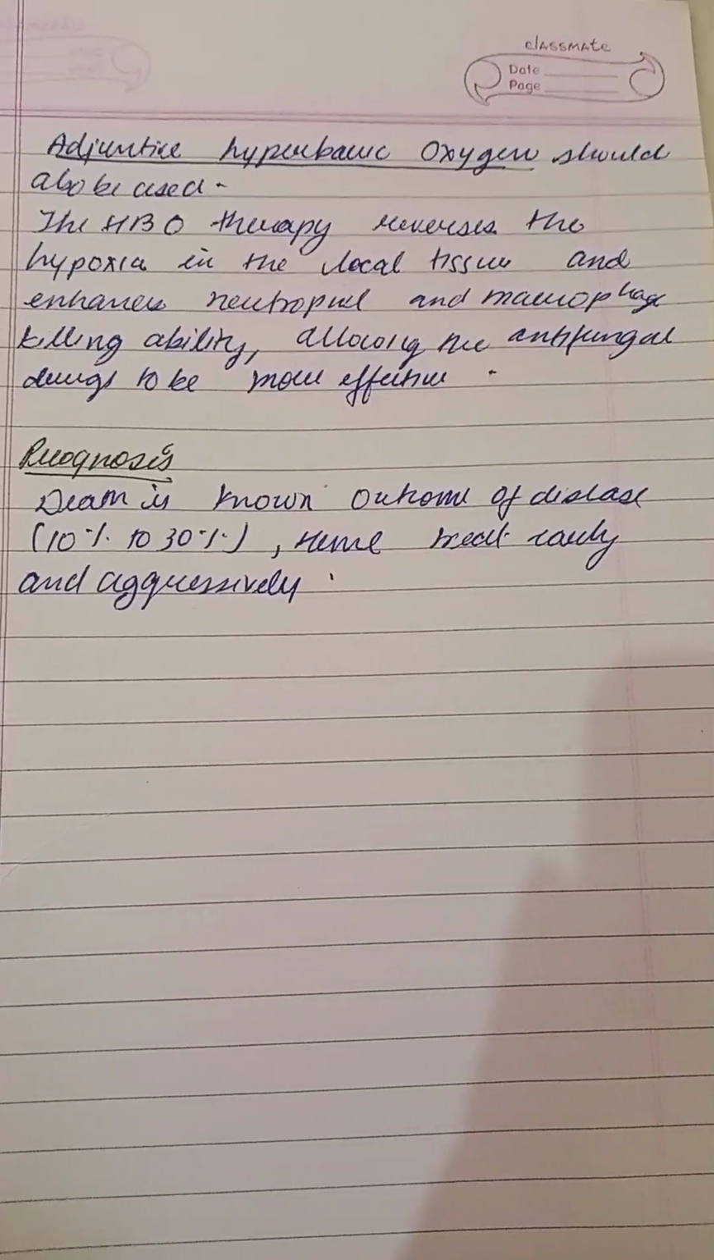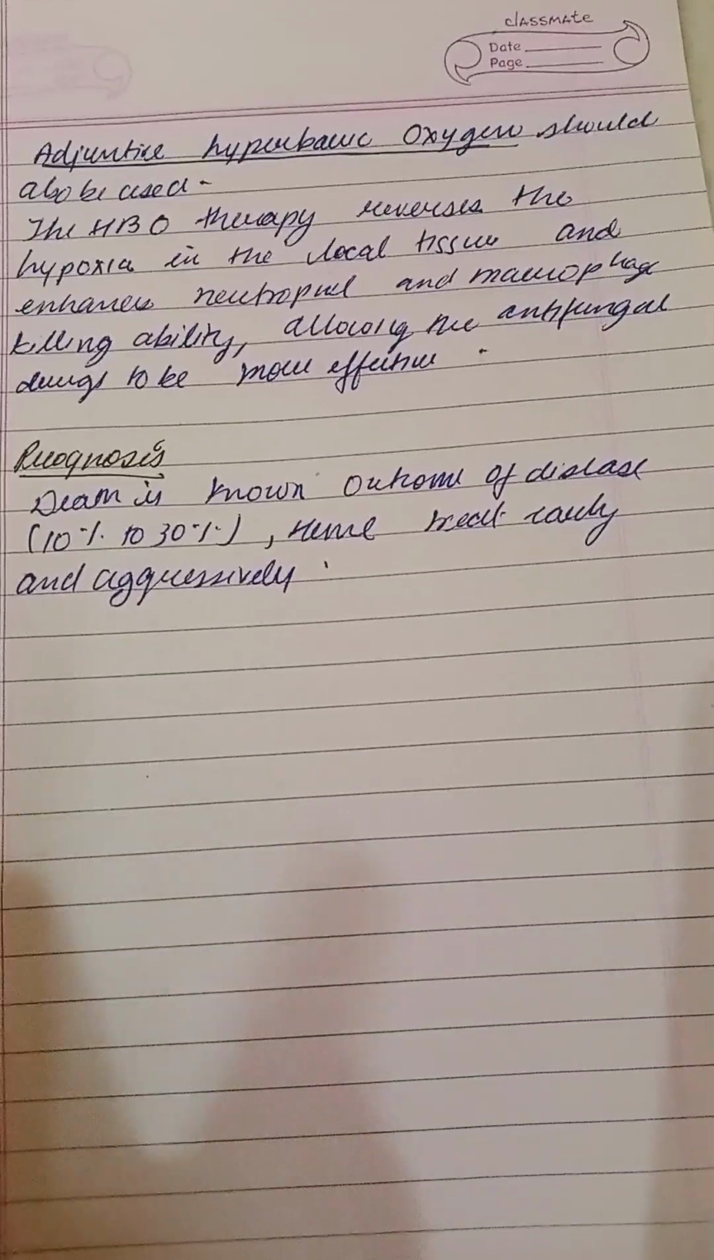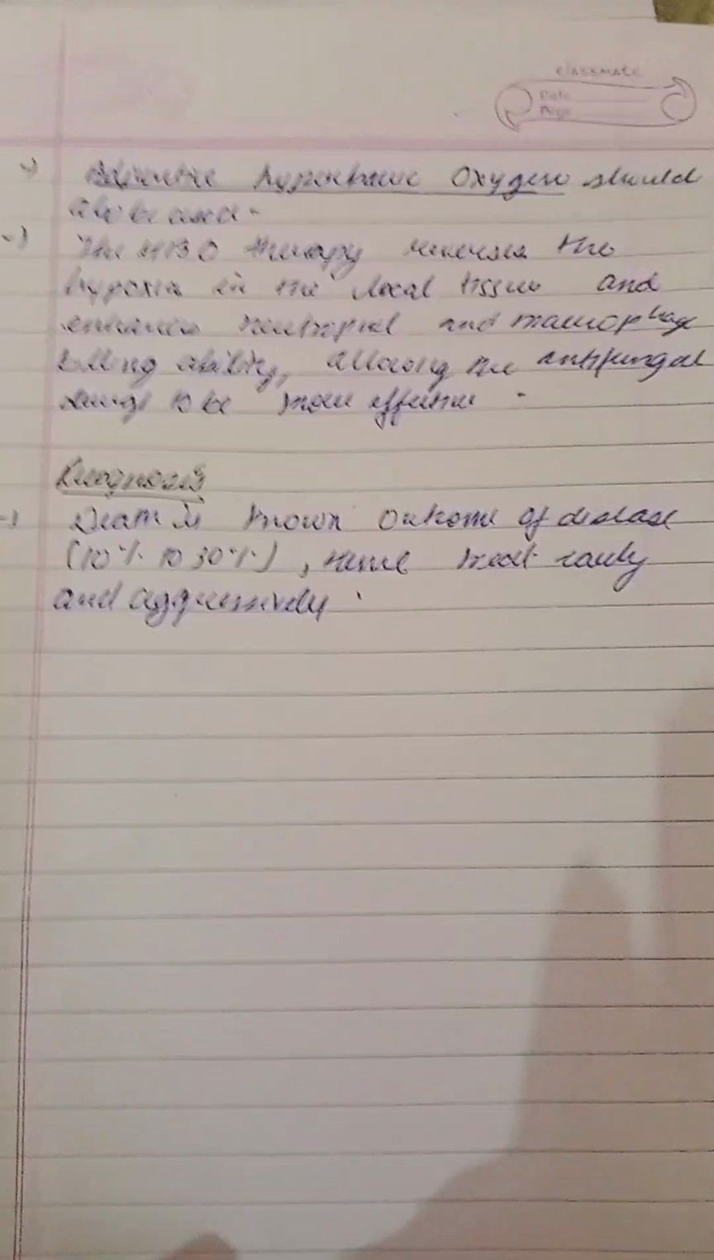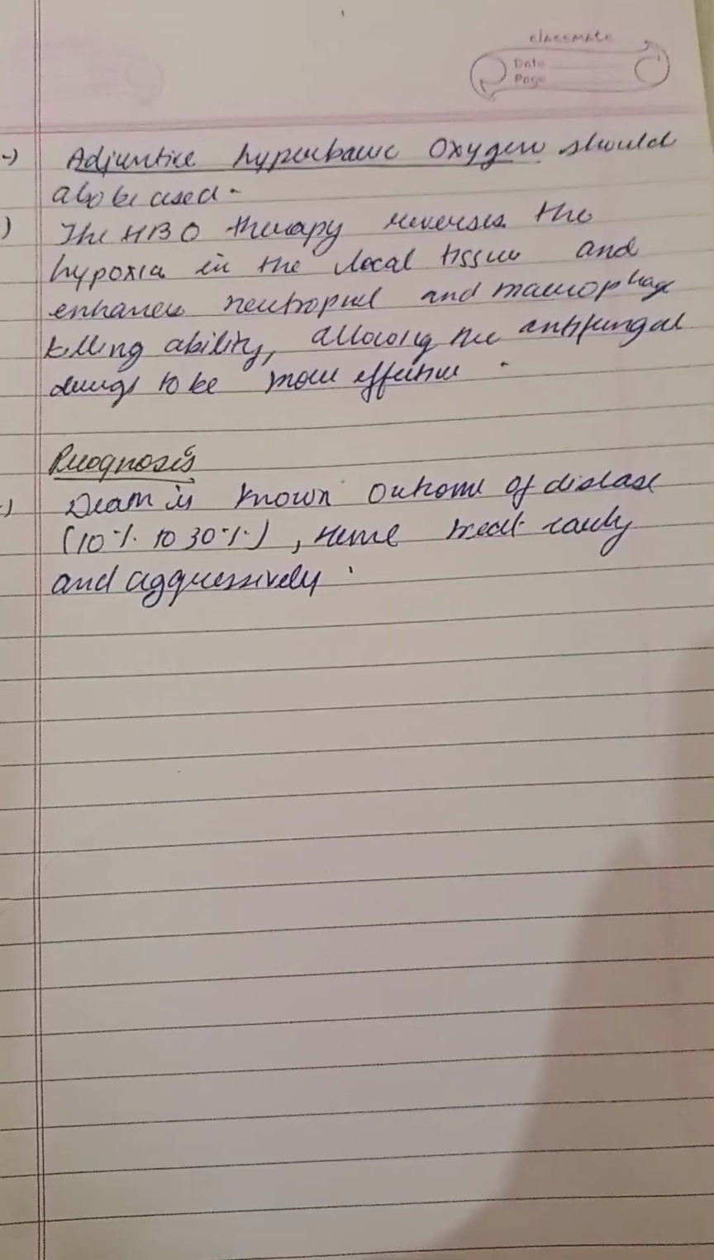Death is a known outcome of the disease. In 10 to 30% of cases, death occurs, that is the prognosis. Hence treat early and aggressively. I have said already, the key point for the treatment is early and aggressive treatment.